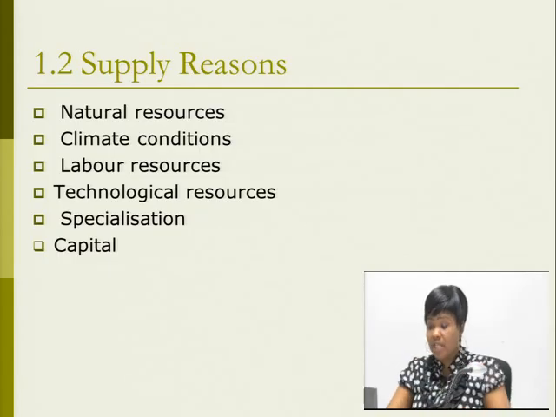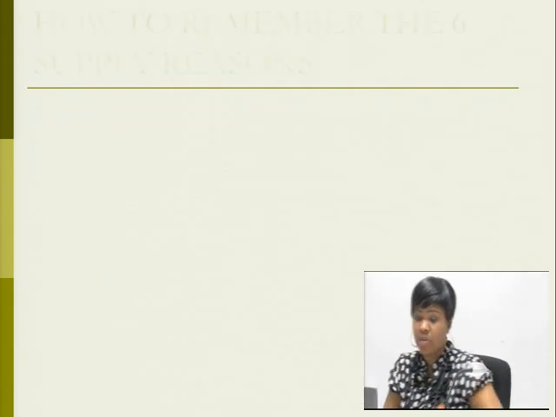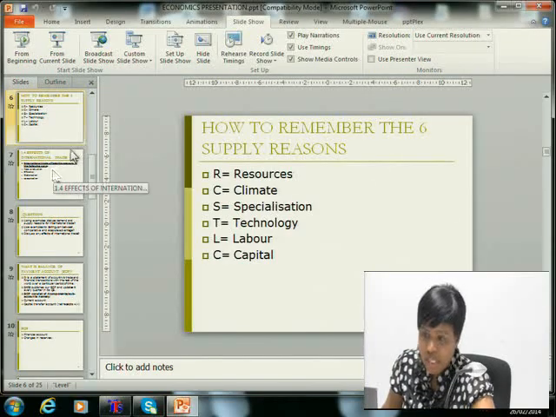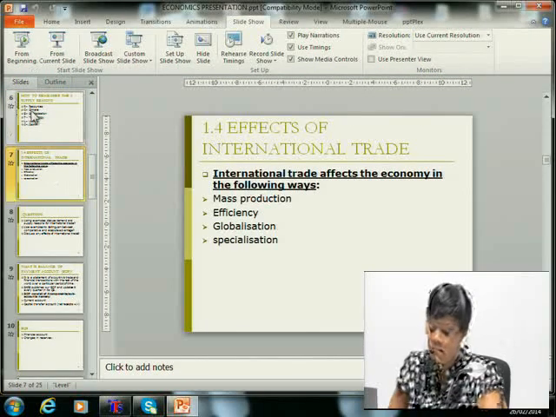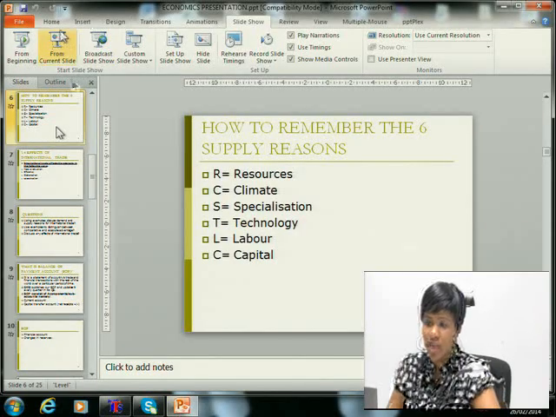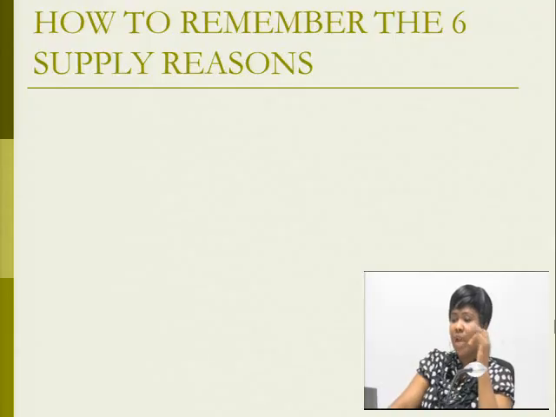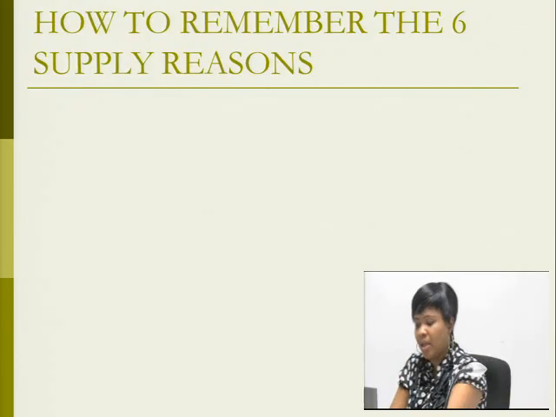Now, let us look at how we can recall this information. It's going to be easier for us. Let me go there. Sorry. How can we recall this information? So there are 6 ways in which we can recall the reasons for supply.